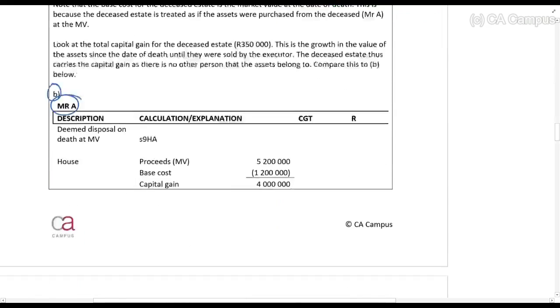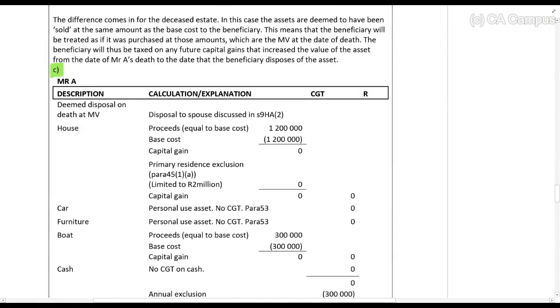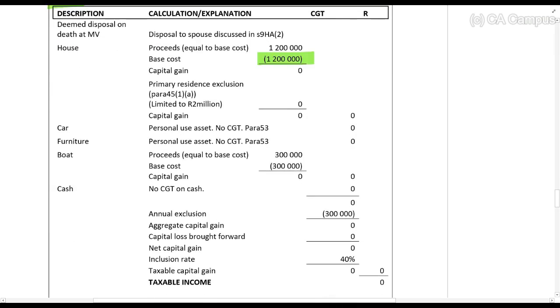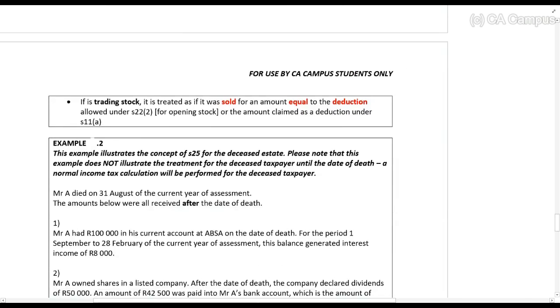And then see what happens if all of the assets were transferred to Mr. A's wife. So this is a little bit of a different one. If it is transferred to the wife, look at Mr. A, right? We're comparing to Mr. A. Then whatever the base cost is, the proceeds is equal to it. Whatever the base cost is, the proceeds is equal to it. So there's no gain. Remember guys, this works the same as section 9HB. It's the same principle that applies.